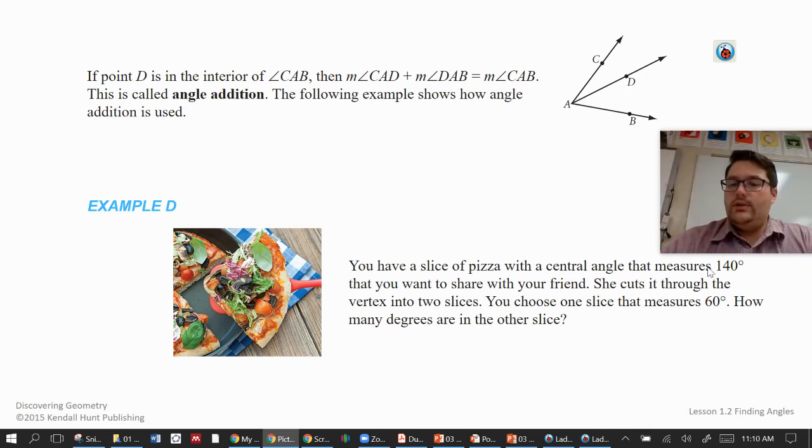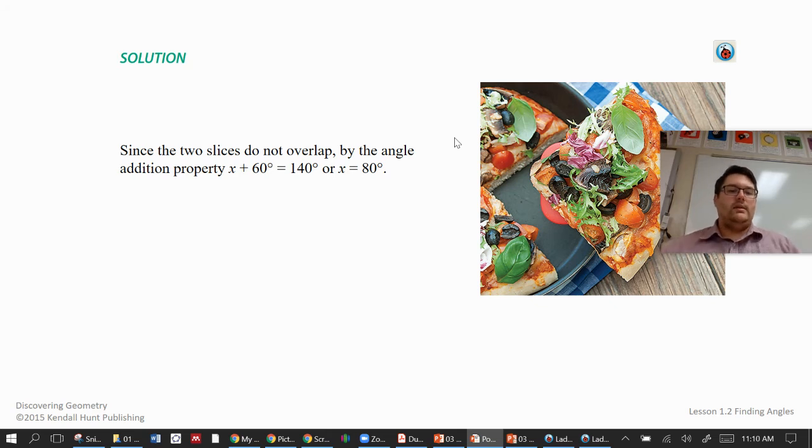Your friend wants to share it with you. She cuts through the vertex into two slices. You choose the slice that measures 60 degrees. How many degrees are in the other slice? So think about that for a second. Now, this one's not addition. This is actually subtraction. You're kind of thinking what plus 60 degrees is going to make that whole 140 degrees. And that means that the other person, your friend, got the 80 degree piece. If you can add, you can subtract too. Although they wrote an equation and solved that, but you could always just use subtraction.